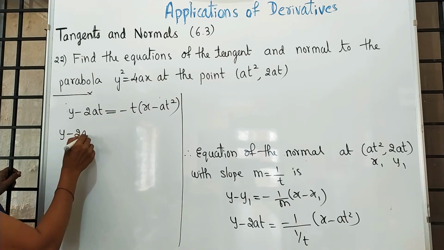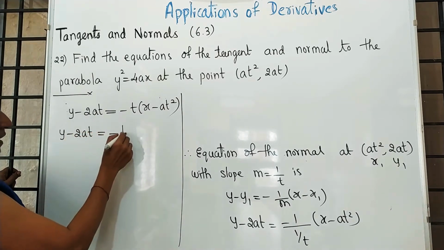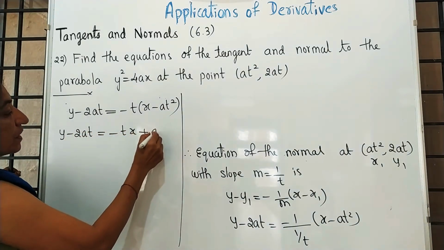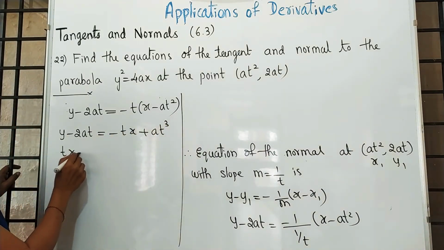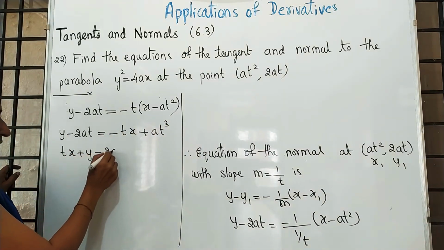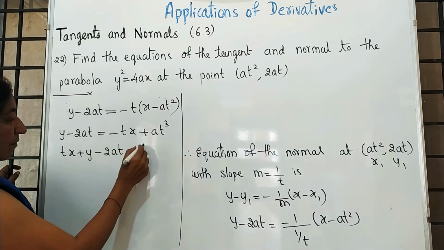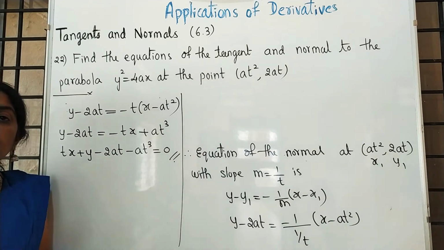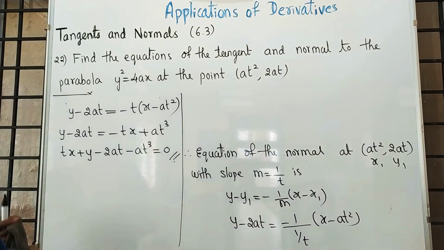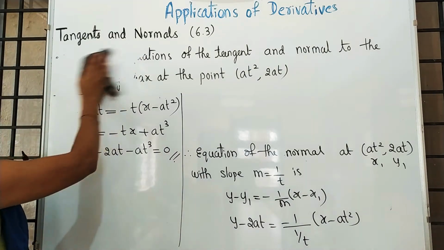Y minus 2at is equal to minus tx plus a into t cube, or take minus tx on this side, tx plus y minus 2at minus a t cube is equal to 0. So this is the answer. Moving to the next question, that is question number 23.